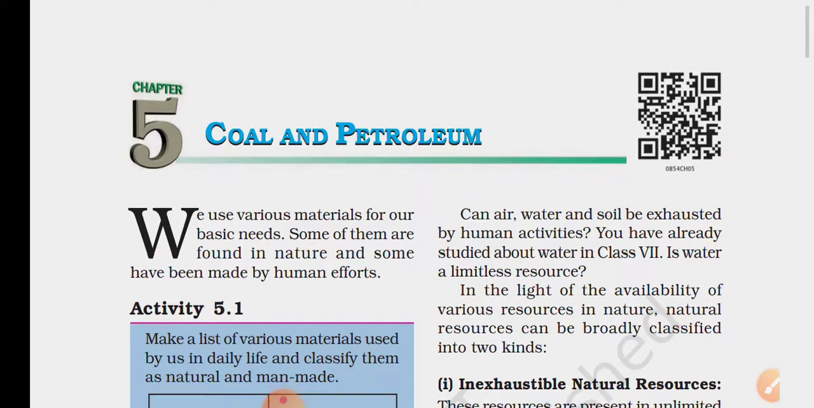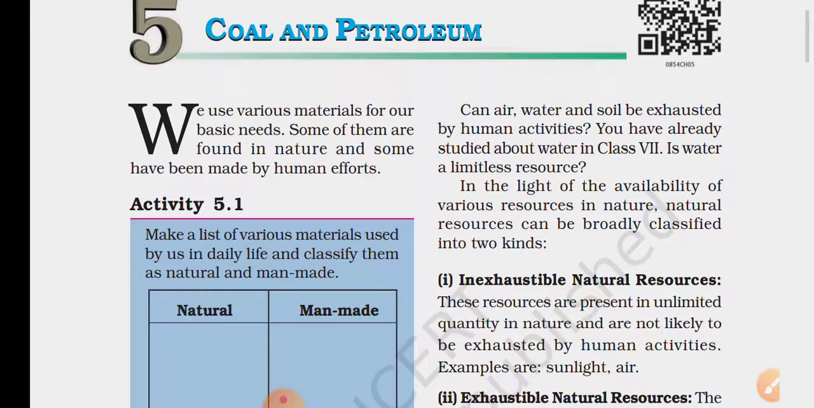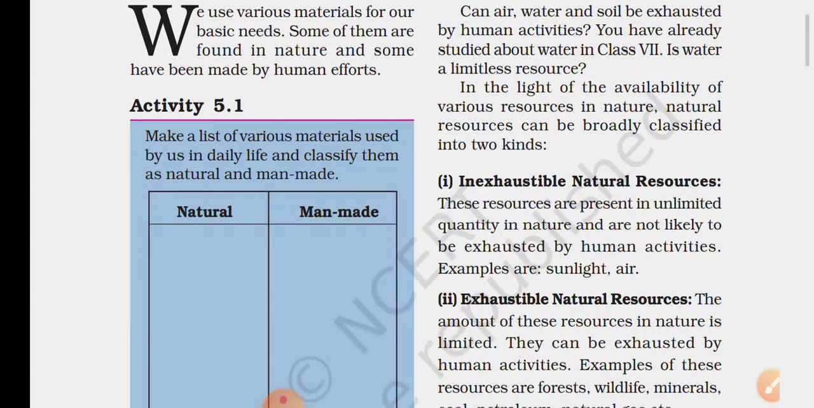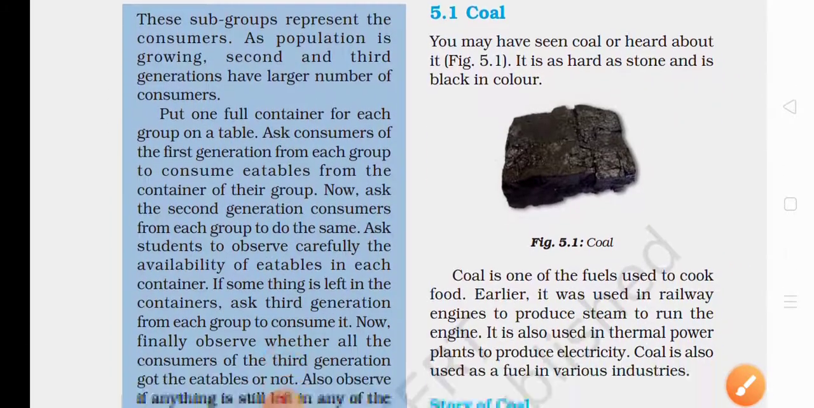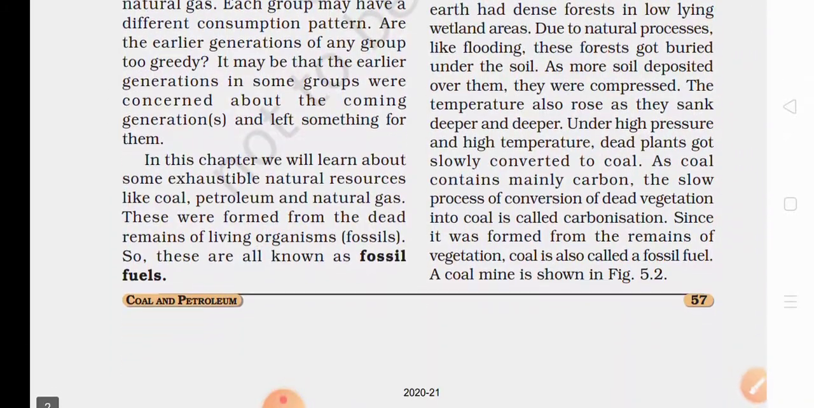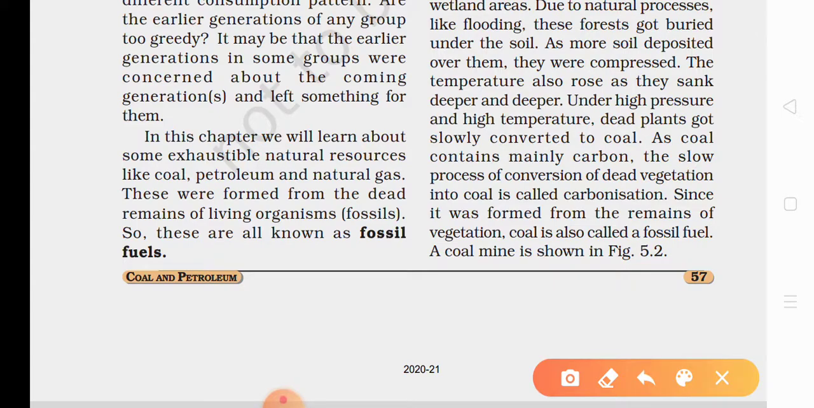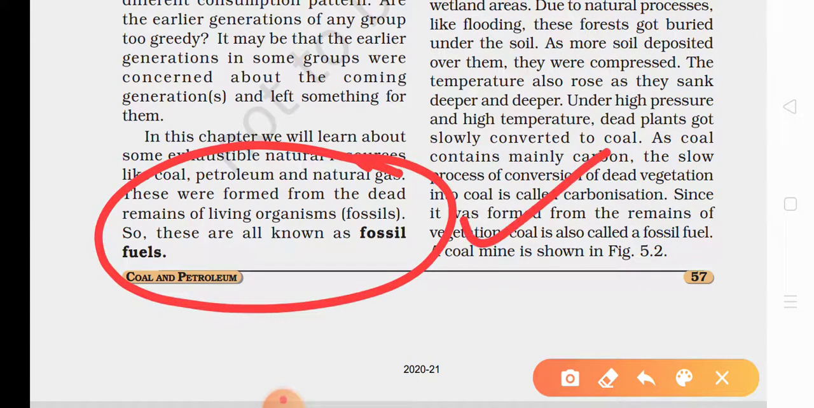Today we will continue with the fifth chapter, that is coal and petroleum. In our previous video, students, we discussed natural resources and its two kinds, that is inexhaustible natural resources and exhaustible natural resources. Now today we will discuss fossil fuels. What are fossil fuels, beta?